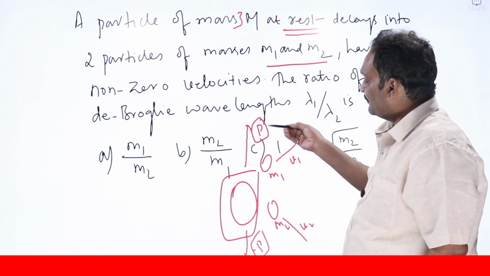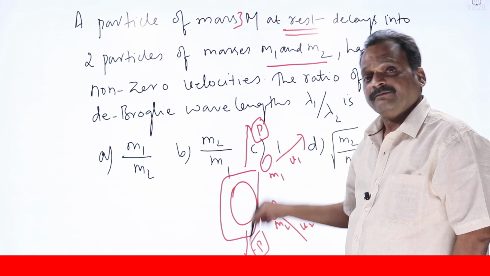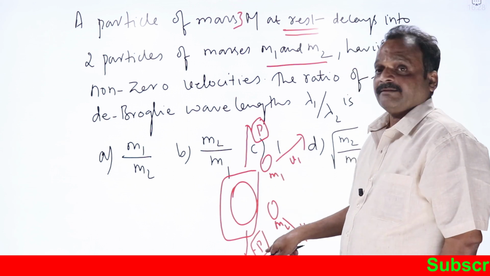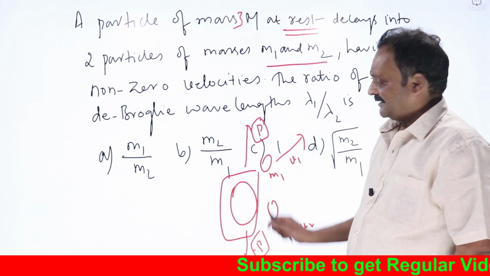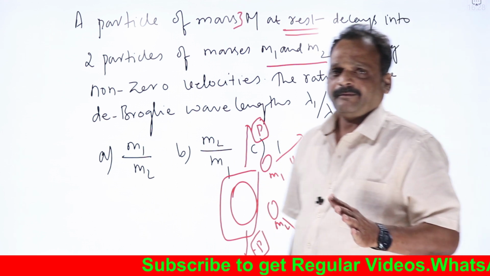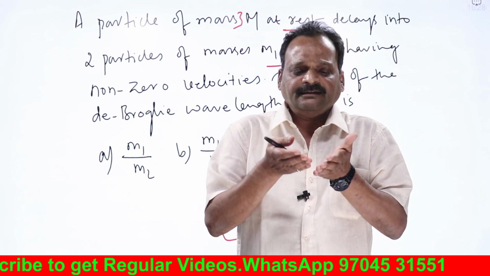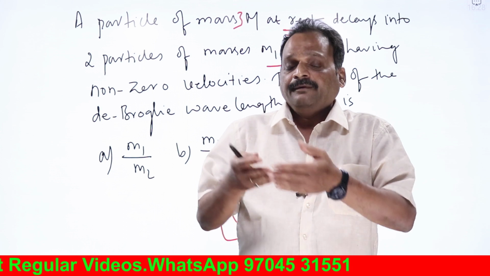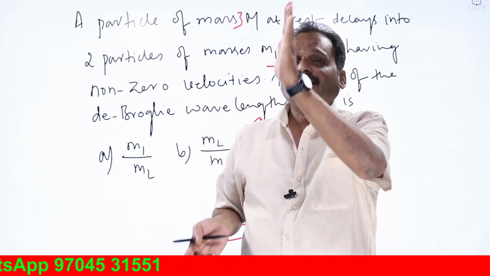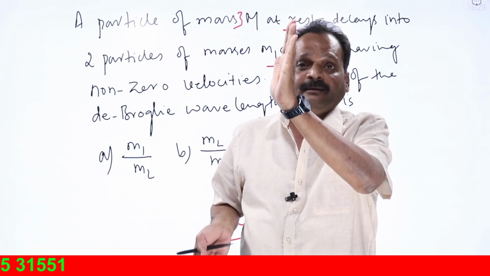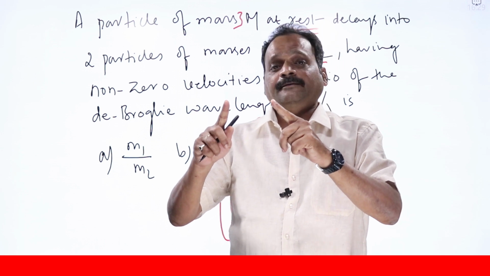One particle's momentum is p, and the other particle is moving in exactly the opposite direction with the same momentum, so its momentum will be minus p. Only then will the final momentum be 0. The concept here is conservation of linear momentum. As the initial momentum is 0 because the particle is at rest, the final momentum should also be 0 when two particles are moving. That is possible only if they move with equal magnitude of momentum in opposite directions.